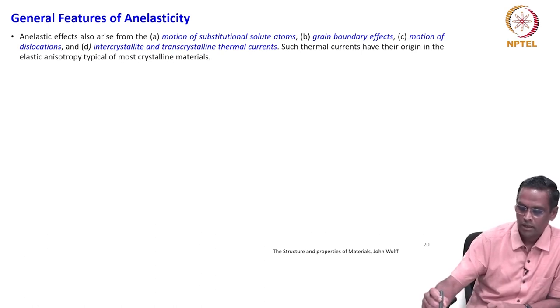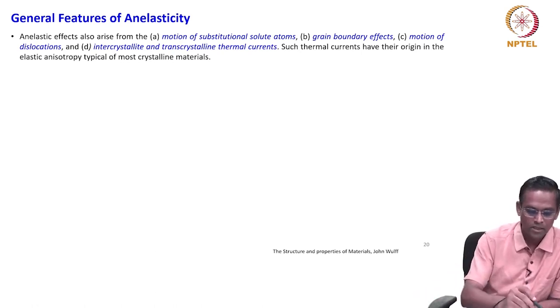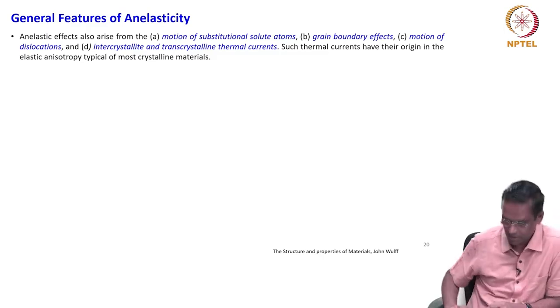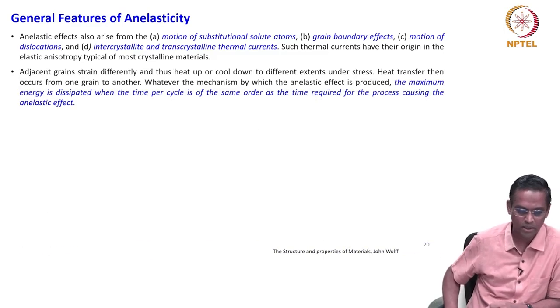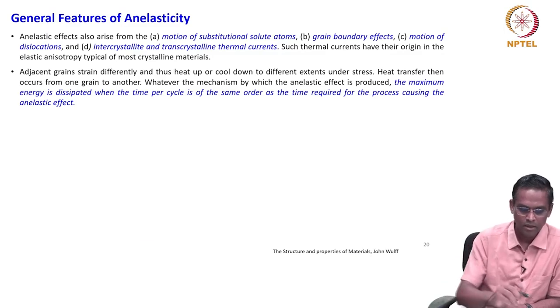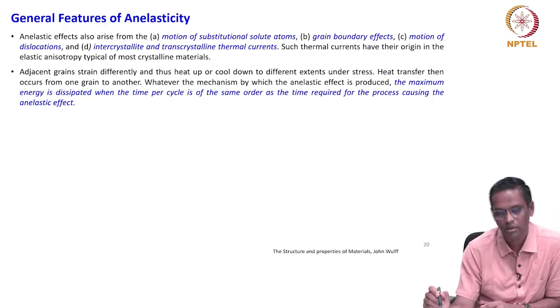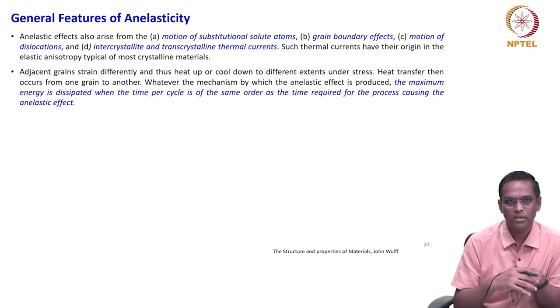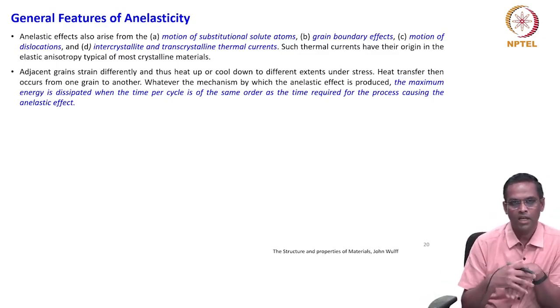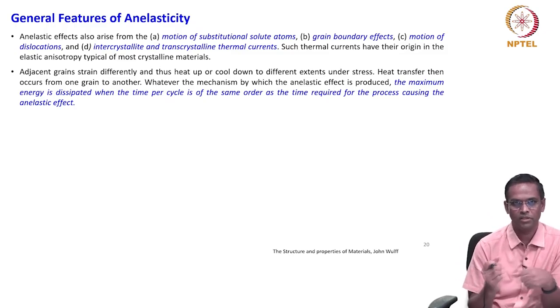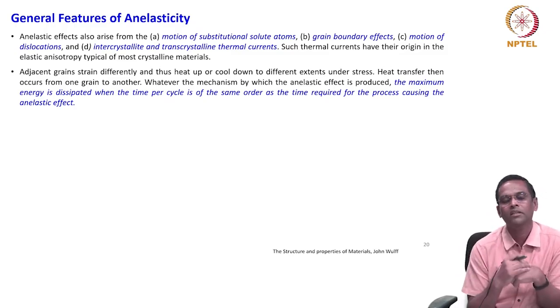Such thermal currents have their origin in elastic anisotropy typical of most crystalline materials. So, this is more relevant to crystalline materials. Adjacent grains strain differently and thus heat up or cool down to different extents under stress. So, this also we will see when we go to plastic deformation or polycrystalline deformation.